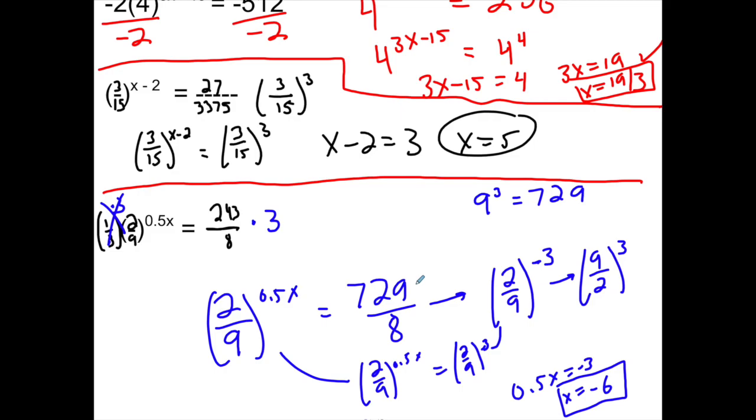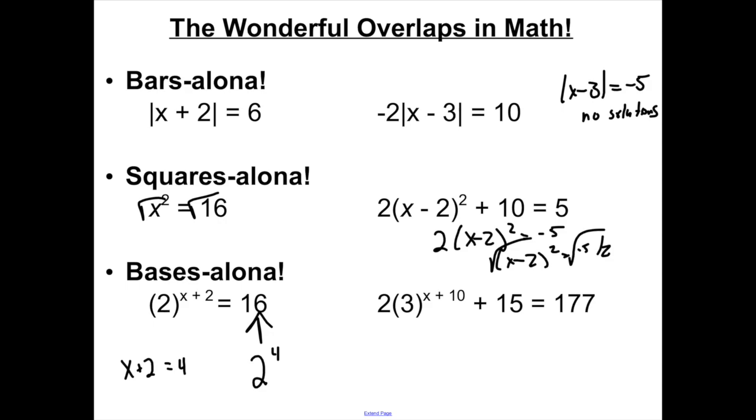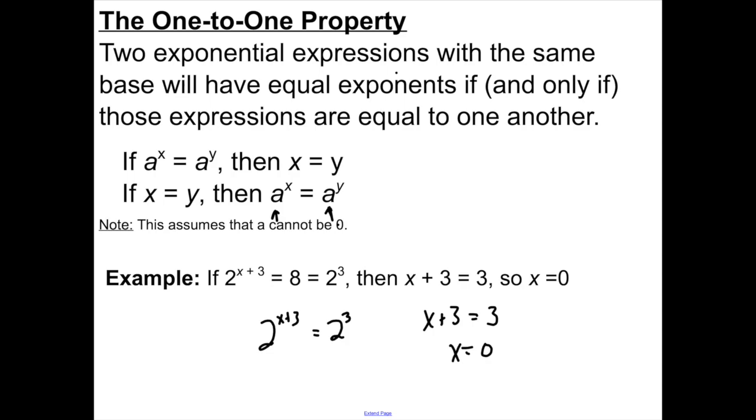All right, so let's recap this idea. Step 1, bases alone. Use your basic arithmetic and algebra skills to pretend like the base with the x in it, the exponent with that x in it, is a variable, and get it alone. Step 2, apply the one-to-one property to rewrite the left-hand side and the right-hand side so that they're exponential expressions that have the same base.